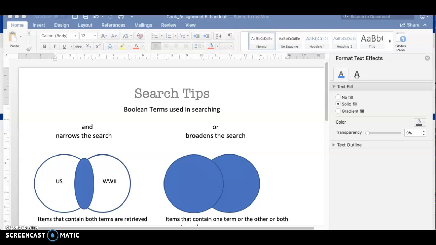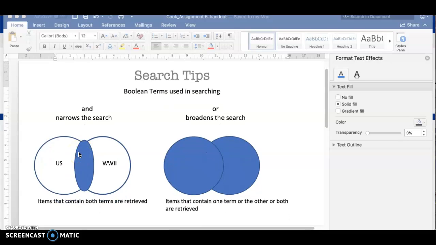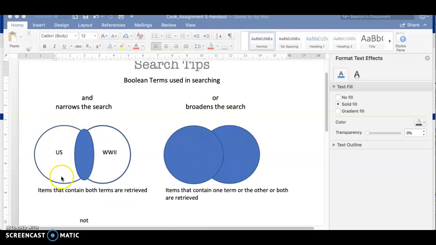Now I'm going to show you how to use the databases and Boolean terms and the different search types. I've provided you a cheat sheet to assist you during your searching. If you see here on the screen, the word AND helps us to narrow the search. If we have United States on this side and World War II on this side, it's going to give us items that contain both terms, and those terms would be here in the middle. I gave you a diagram so you could see.